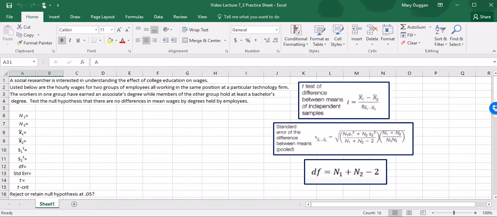All right, so the first thing that we need to do is take the data that's in your textbook and put it on our Excel sheet. I'll do that right now.